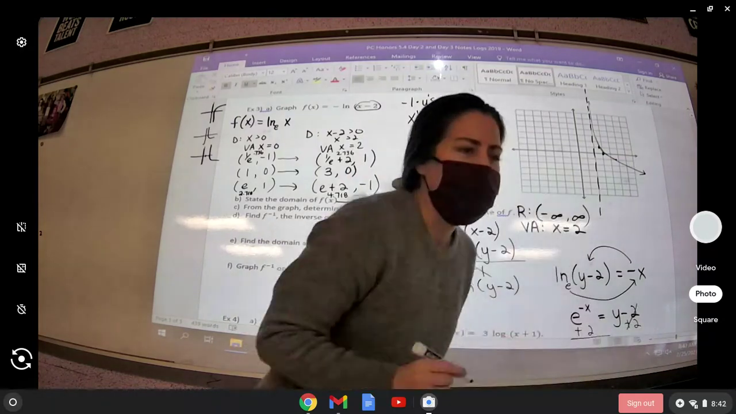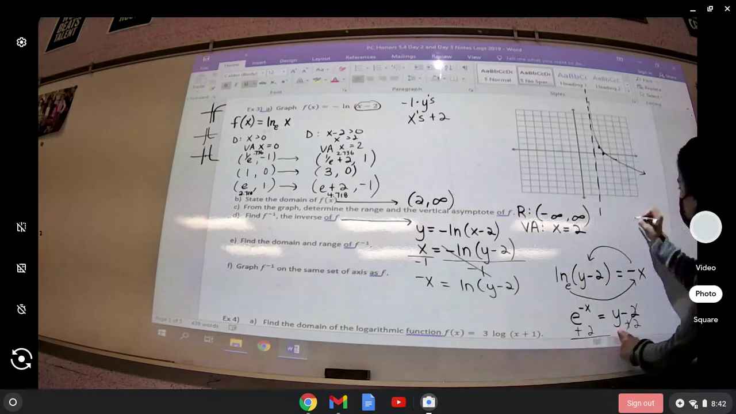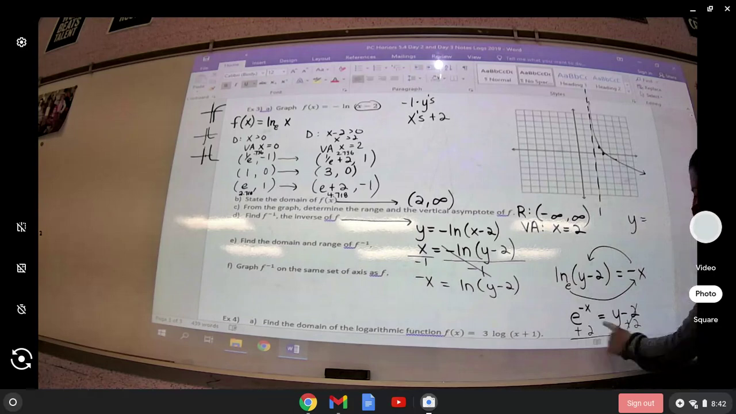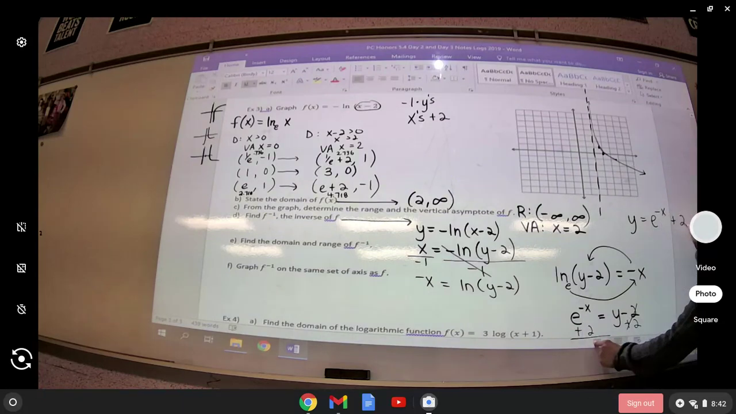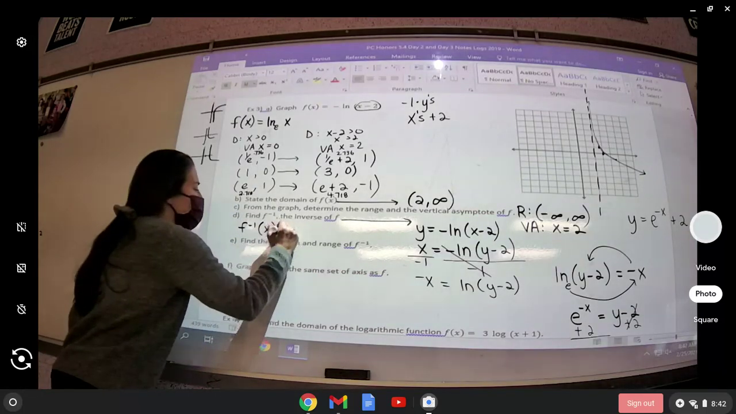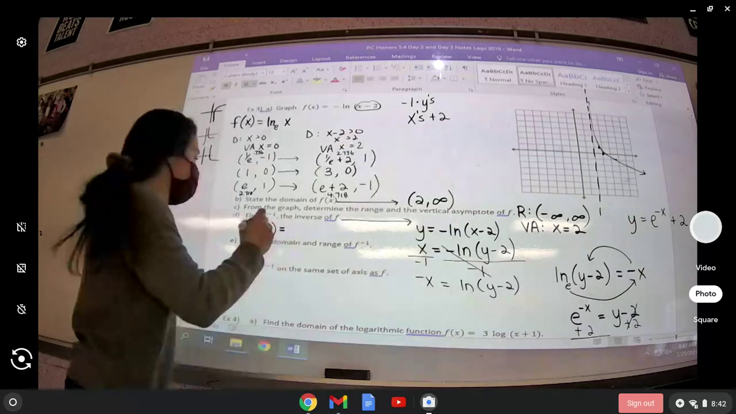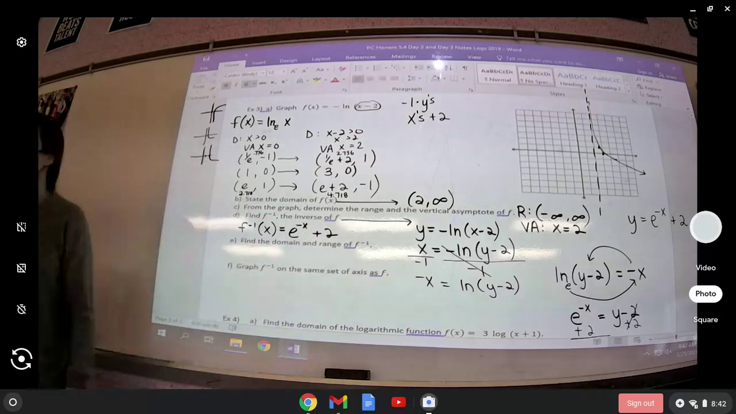So now where can I go where you guys can see this? Now we're going to have y equals e to the negative x and then plus 2. Can you see that? Yeah. So that is the inverse of that function up there. So I'm going to put it in its fancy inverse notation now. I'm going to say f inverse of x equals e to the negative x plus 2. Does that make sense, Case? You okay?